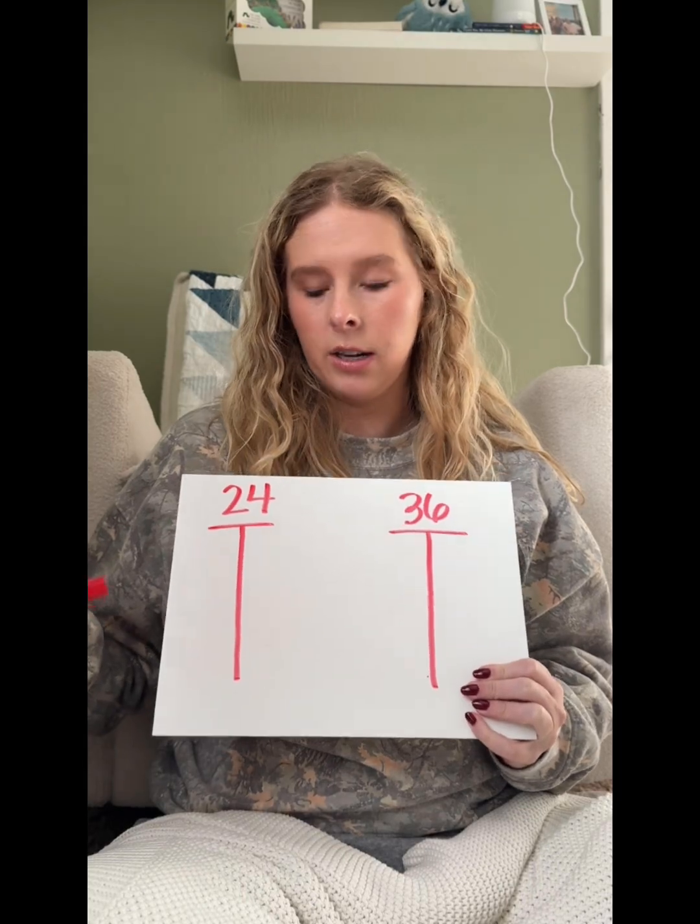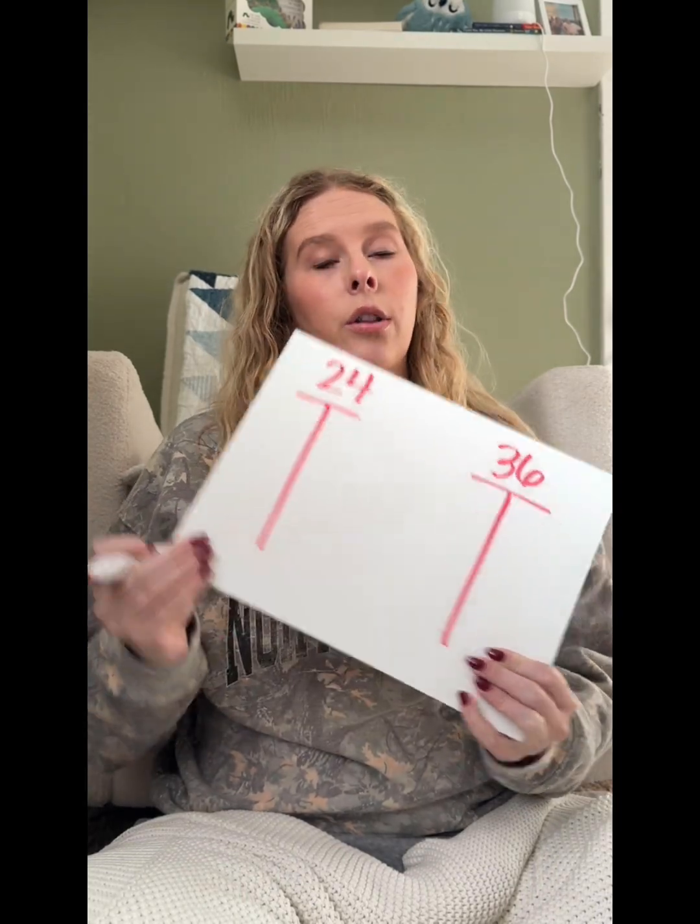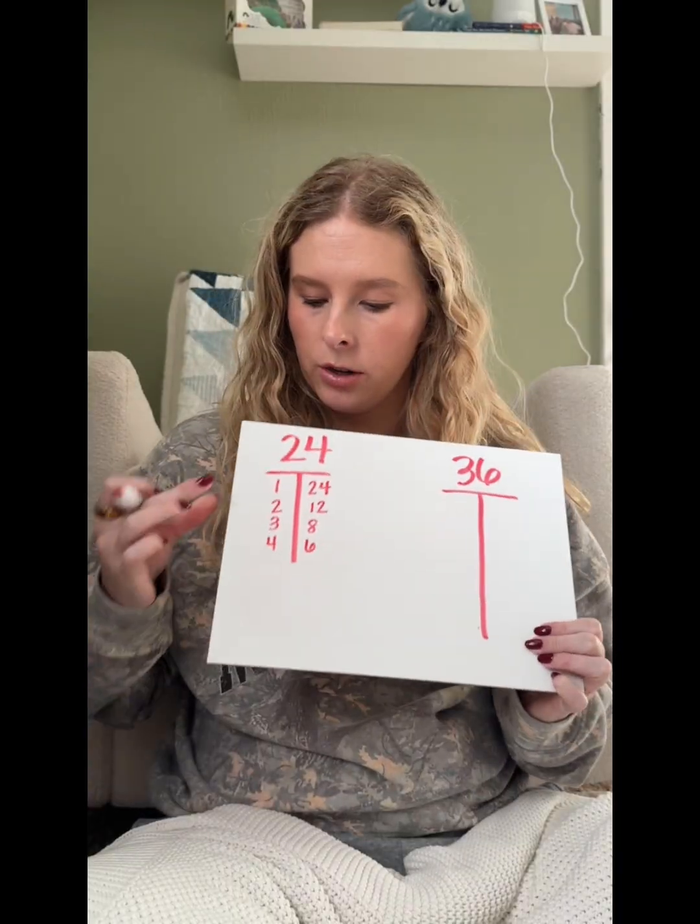So in this case, 24 and 36 are both even, so they both will divide by 2. But for the sake of this video, let's do the greatest common factor. So let's list out all the factors of 24. So we have 1 times 24, 2 times 12, 3 times 8, 4 times 6, and 5 will not work. So those are all of your factors of 24.